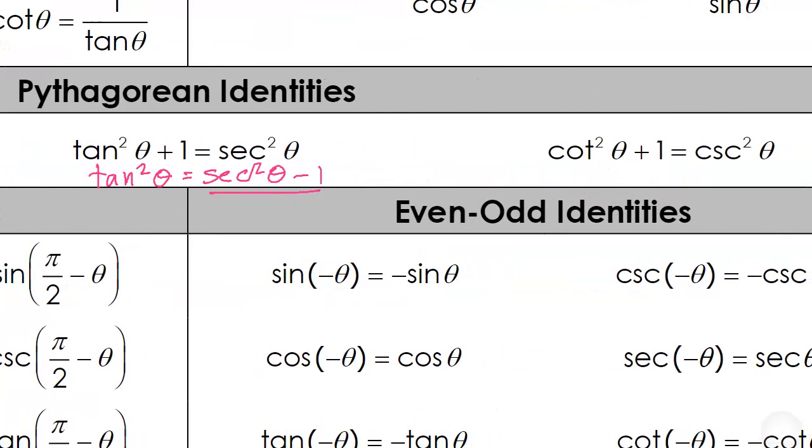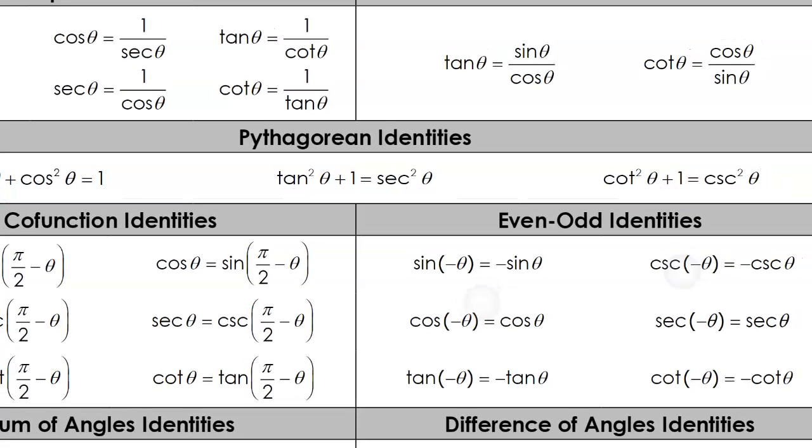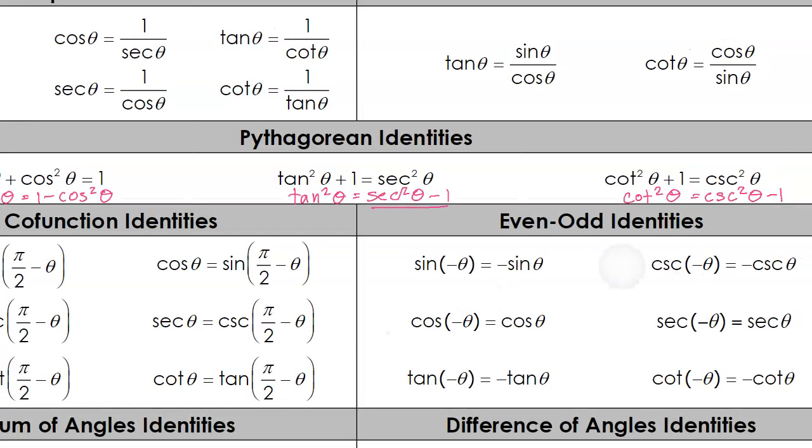And also the third one can be shuffled to give us cotangent squared theta is equal to cosecant squared of theta minus 1. I would recommend writing these down. I think I told you last class to write them down, but if not, I would recommend writing them down now, because these will be used just as much as the original Pythagorean identity. These three.